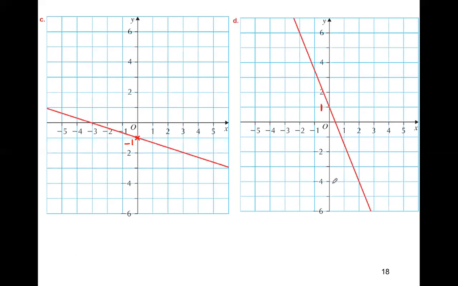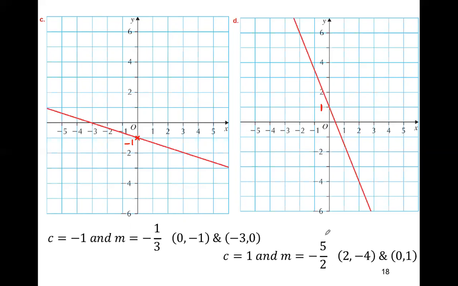And again, I'm going 4 over 2, which is negative 2, because it's a negative slope. So negative 4 over 2, which is just negative 2. Let's check it. So minus 1 over 3, minus 1. The other one, minus 5 over 2.